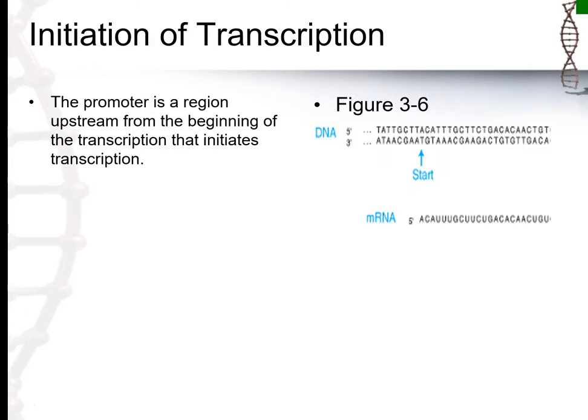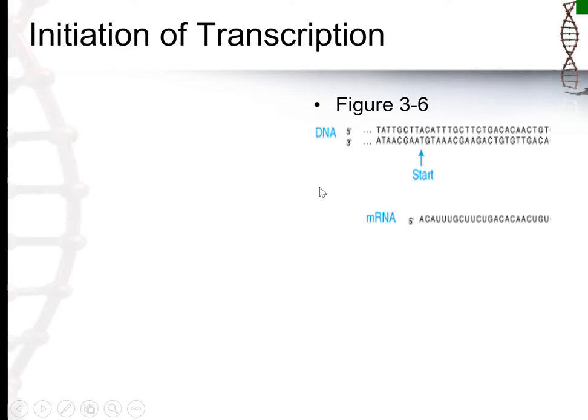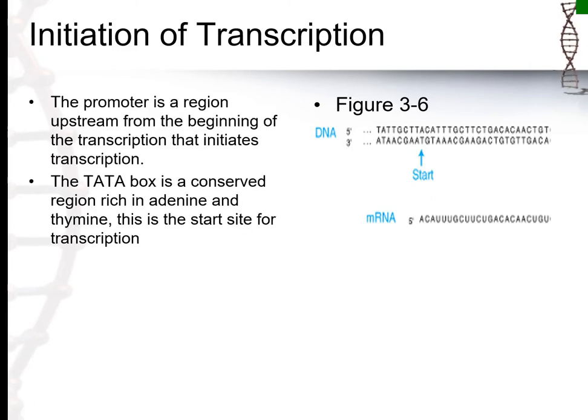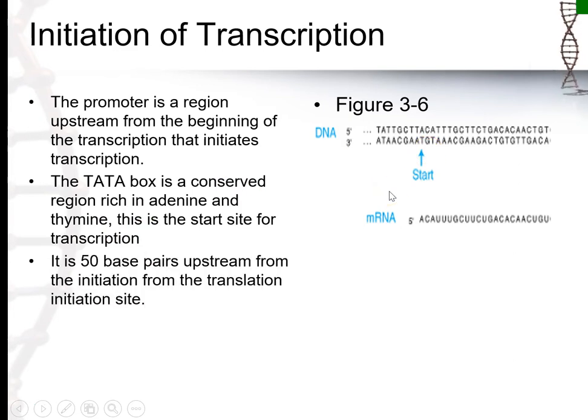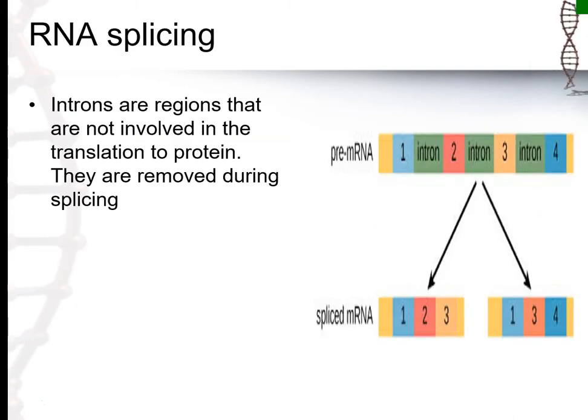Initiation of transcription: the promoter is the region upstream that begins the initiation. So it tells us where we're supposed to go. The TATA box is a conserved region of adenine and thymine that tells the RNA polymerase where to attach. It's about 50 bases upstream from the initiation of transcription. And further up is the CAT box.